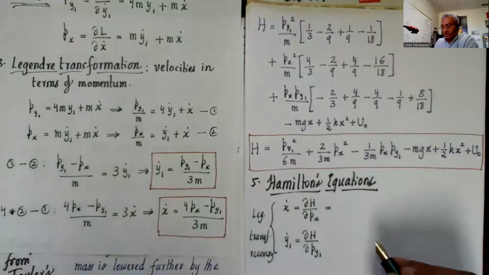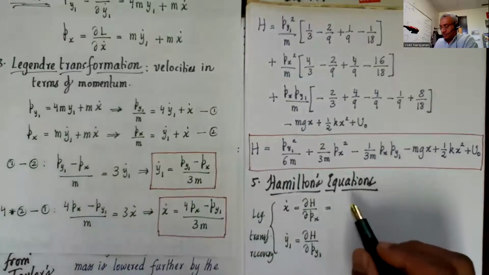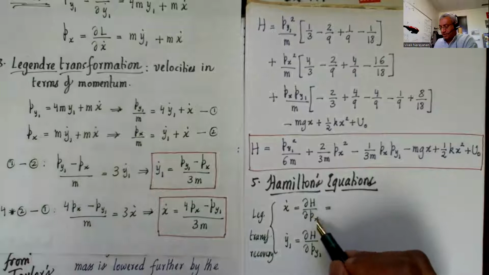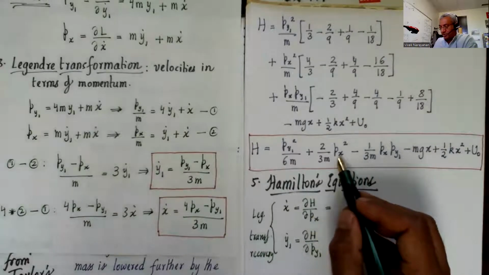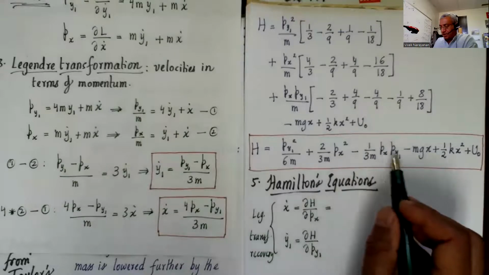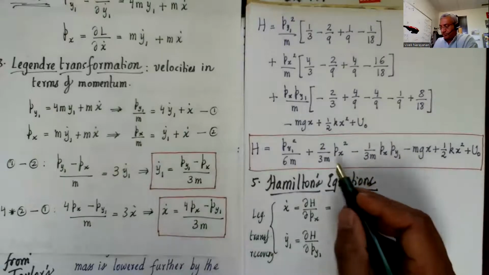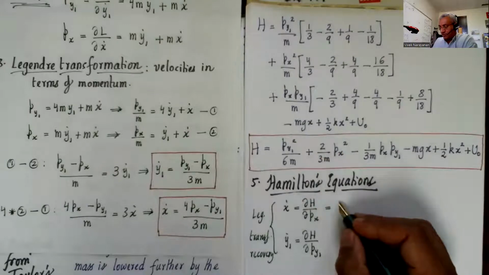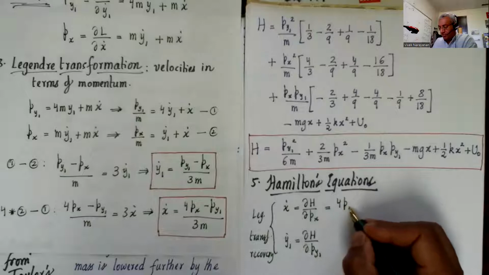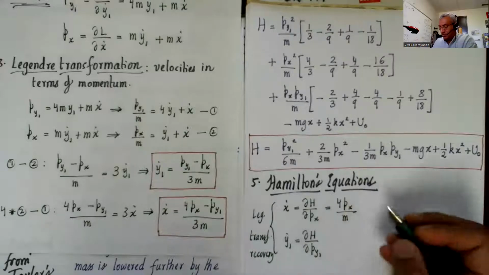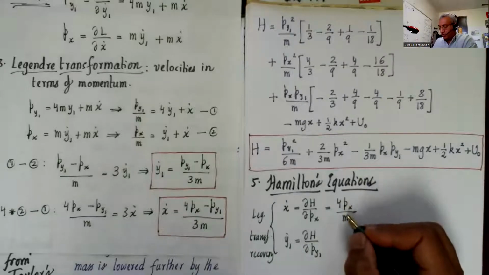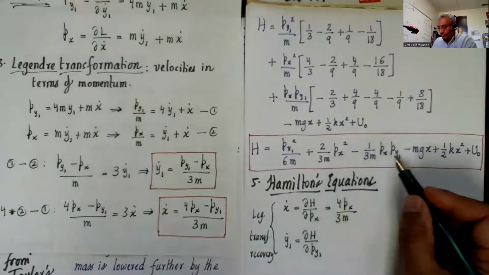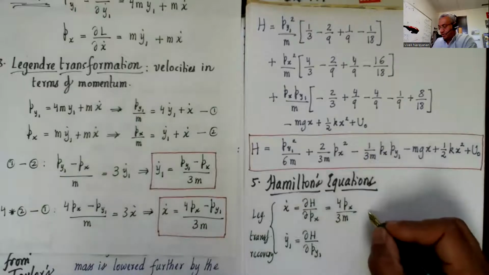So I get x dot equals del H over del px. So I'm going to get a contribution from here and a contribution from there. So when I differentiate with respect to px, I'll get a 2. So that makes it 4px over 3m. And then when I differentiate here, I'll just get py1 over 3m with a negative sign.